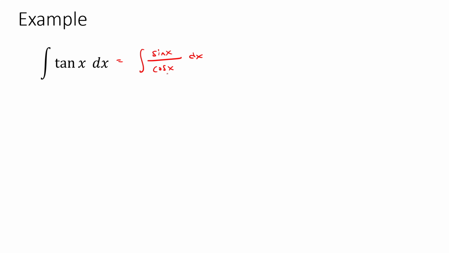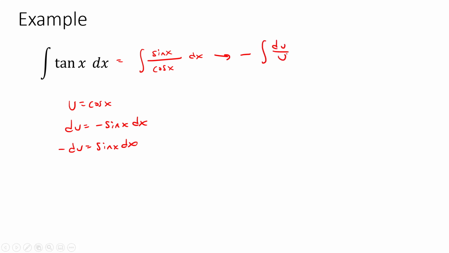So now, initially a lot of students will pick u to be sine because they know the derivative is cosine, but then you'll get stuck. So it's actually easier to pick the bottom, cosine of x. The derivative is negative sine. That's going to allow us, we don't even have to manipulate this, we just move the negative sign over, but this is going to go straight to being du over u when we do that. And so the answer is going to be negative ln of cosine plus c.